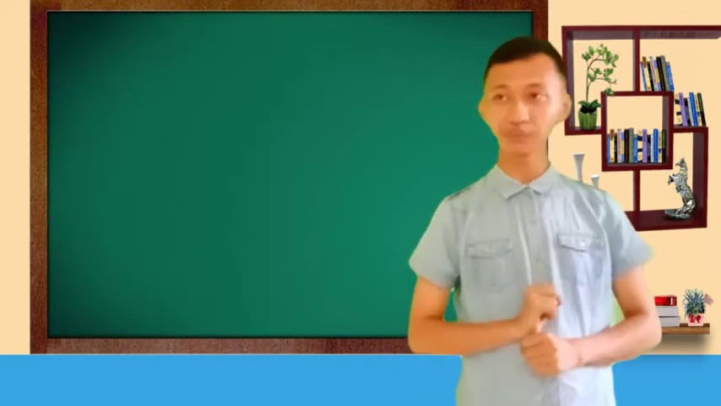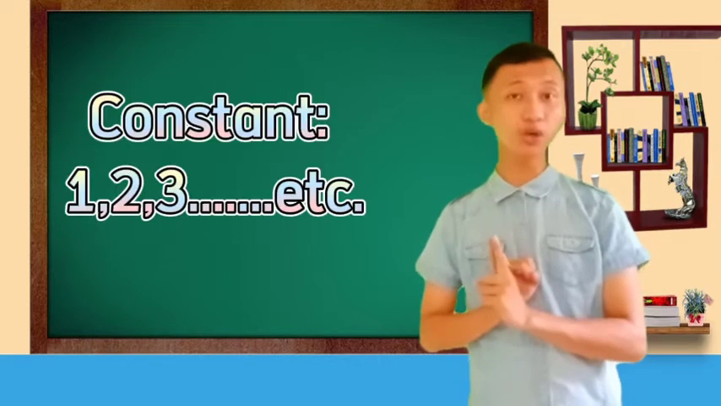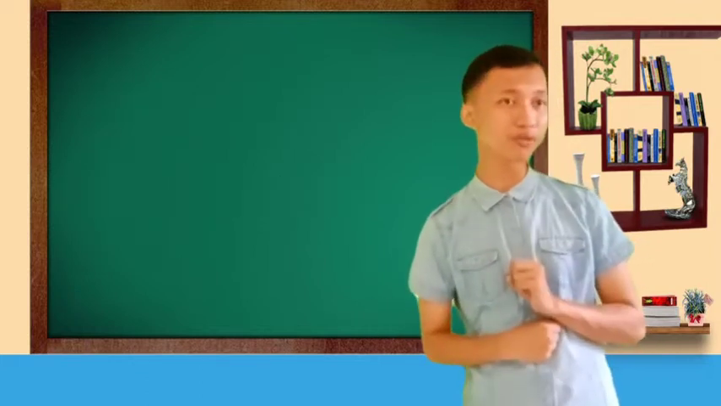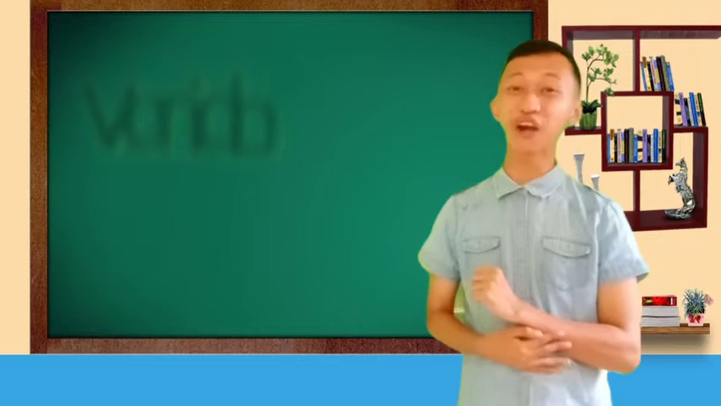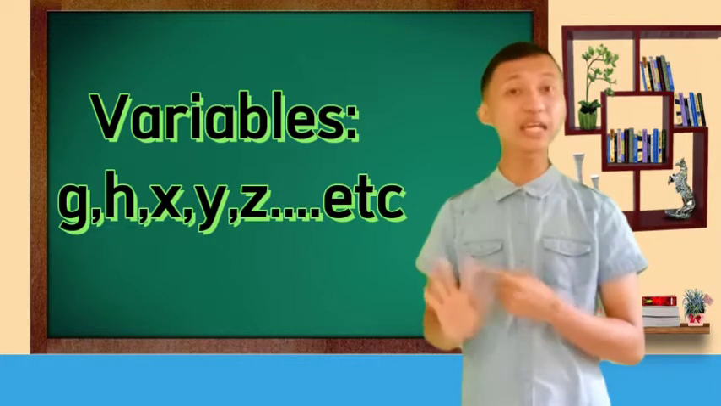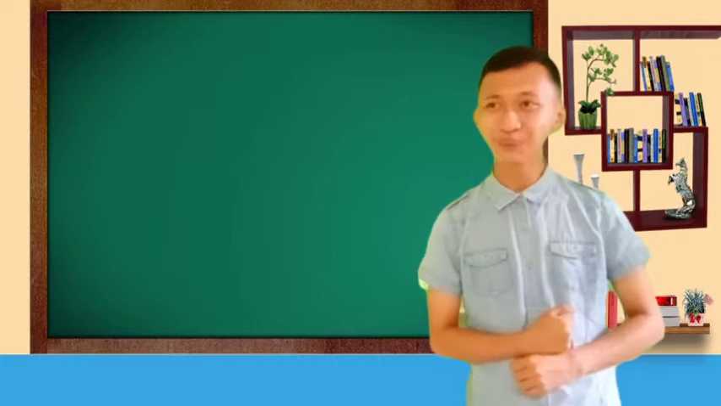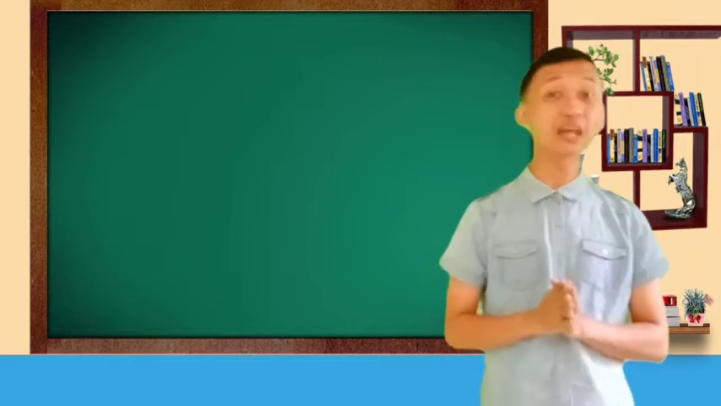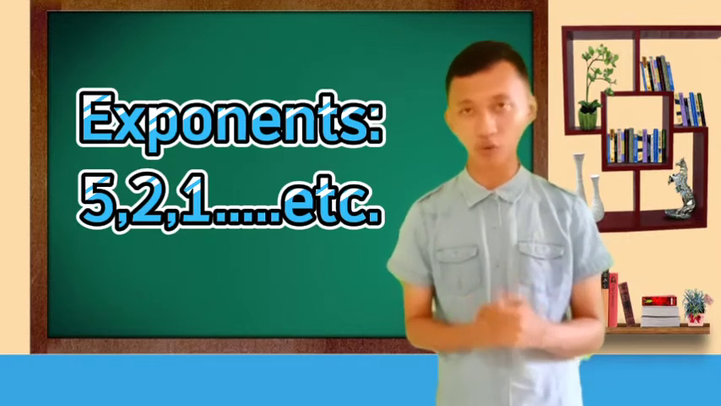Yes, Alexander. Very good. Example of constants are 1, 2, 3, and etc. How about variables? Yes, Aldrin. Very good. Examples of variables are J, H, X, Y, Z, and etc. How about exponents? Yes, Genevieve. Very good. Examples of exponents are 5, 2, 1, and so on and so forth.